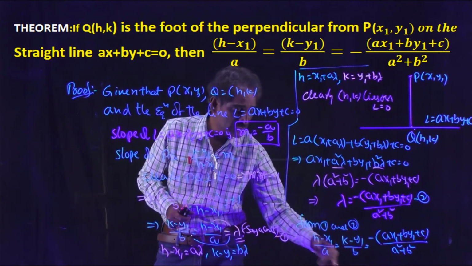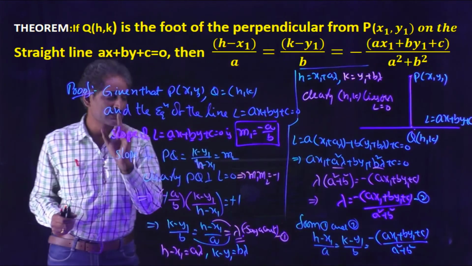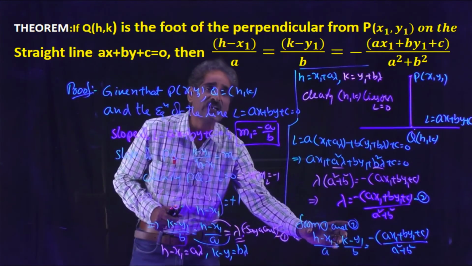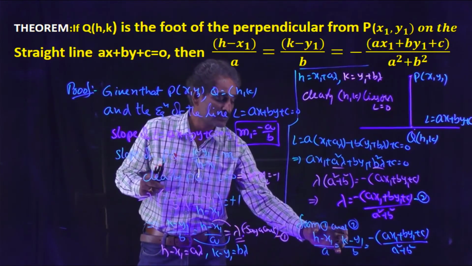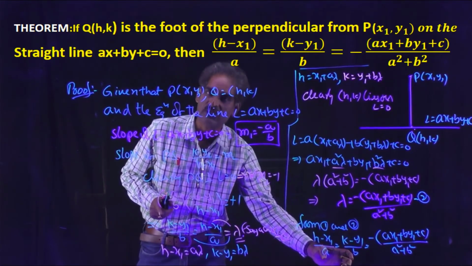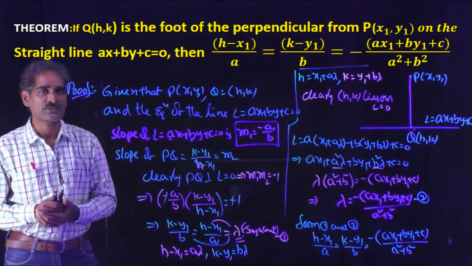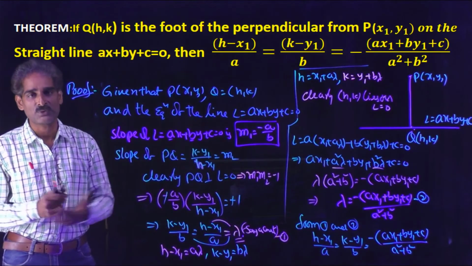In this equation, in this equality, there are terms which are related to slopes. So with the help of these two, you can write the slope of PQ. With the help of these two, you can write the slope of the line. So that means we have to use the product of slopes concept, minus 1, in case of perpendicular lines.